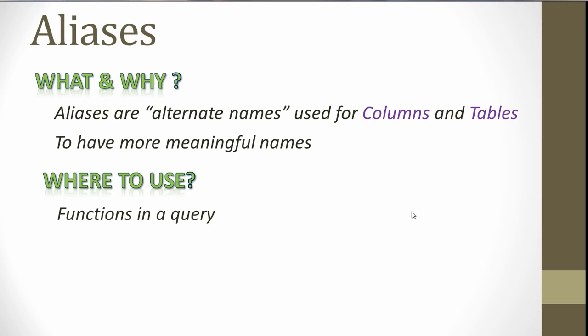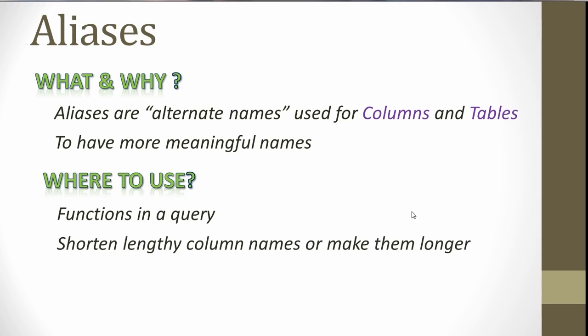Generally, when we have functions in a query, we would use an alternate name, or an alias, to name that column. If you have really long column names and you want to shorten them for your reports, let's say, then you can use an alias. And let's say you have a column name called DOB, which isn't quite meaningful, and actually means date of birth, then you would probably rename it.